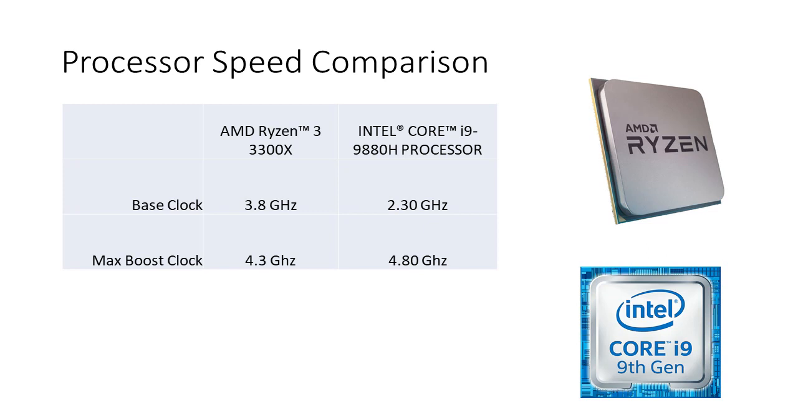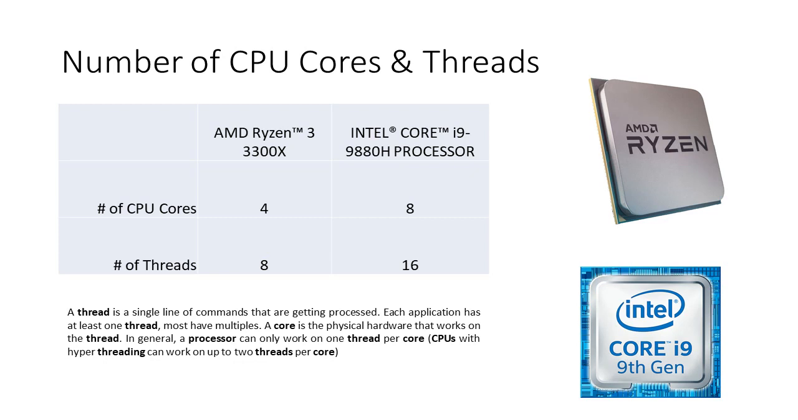Now, looking at the performance level from the base level to the maximum boost clock level, we can always say that AMD is in a better position in this processor speed comparison. Now, moving on to the number of CPU cores and threads, AMD is offering 4 CPU cores for 8 threads, while Intel is offering 8 CPU cores for 16 threads.